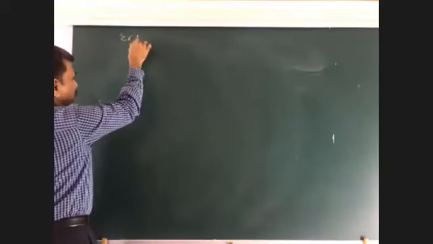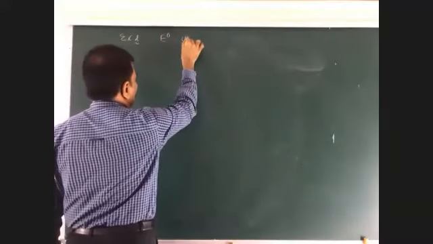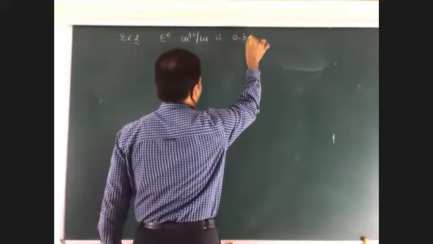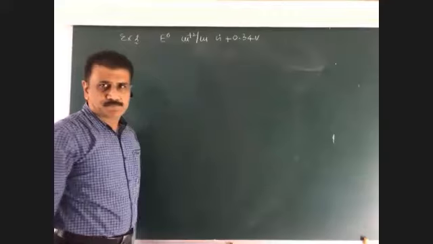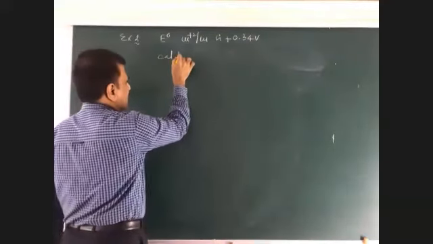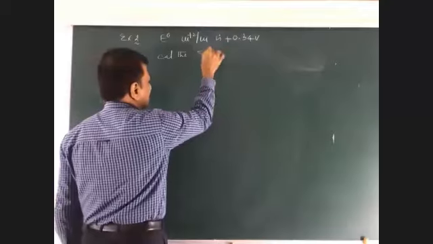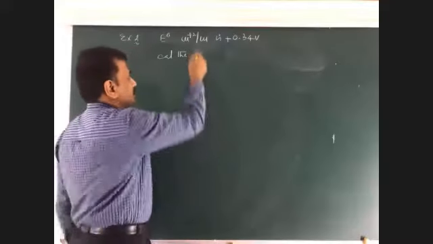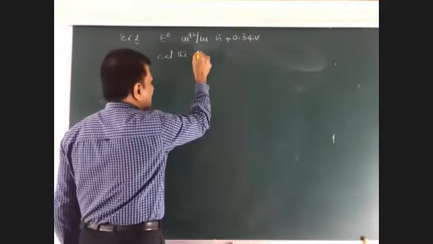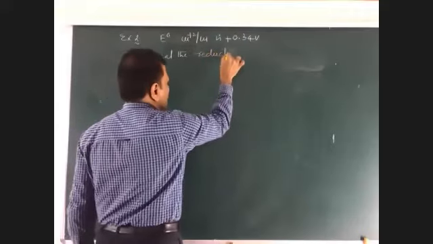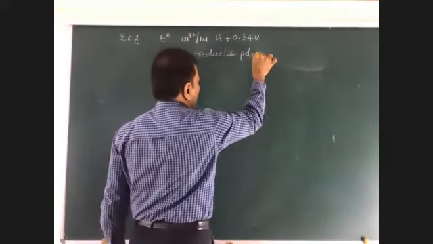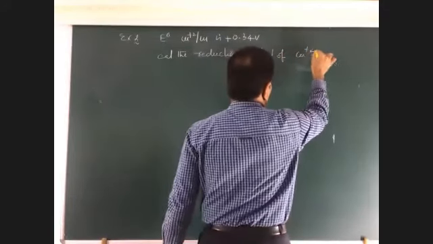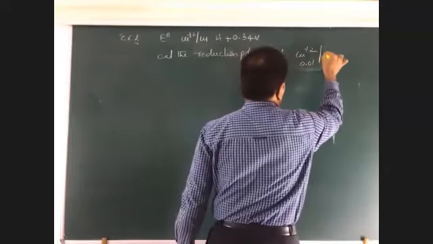Next, example 2. E naught of Cu plus 2 bar Cu is 0.34 volts plus. Calculate the SRP. Sorry, it should not be called SRP. It should be called reduction potential, because SRP means E naught. So calculate the reduction potential of Cu plus 2 bar Cu.